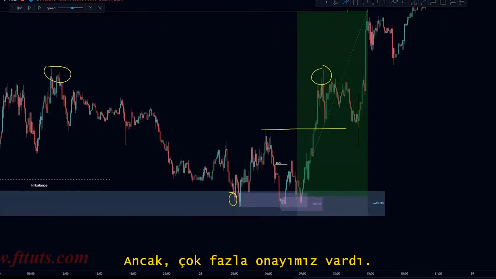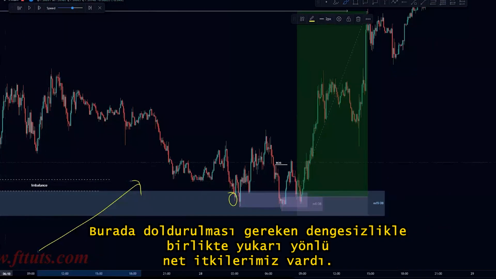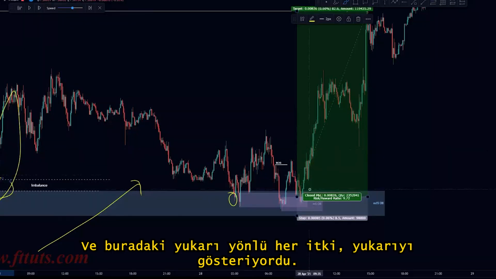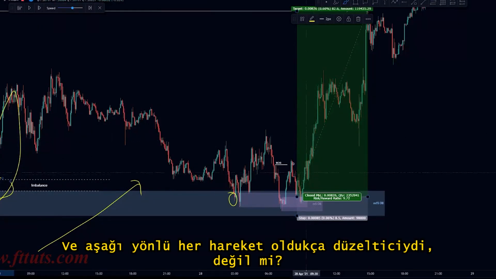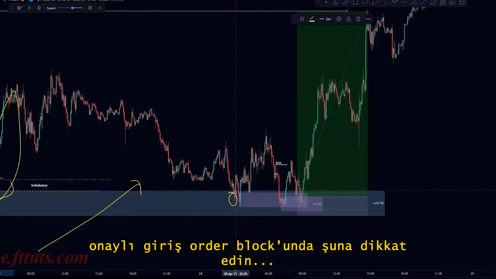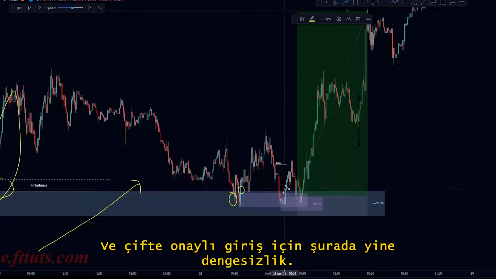However, we had a lot of confirmation, right? We had the higher time frame structure pointing to the upside. We had clear impulses to the upside, imbalance to fill here, and every impulse to the upside here was pointing up, and then every move to the downside was quite corrective, right? Notice that in every double confirmation entry order block, we had imbalance that was created here, and once again imbalance over here for a double confirmation entry.